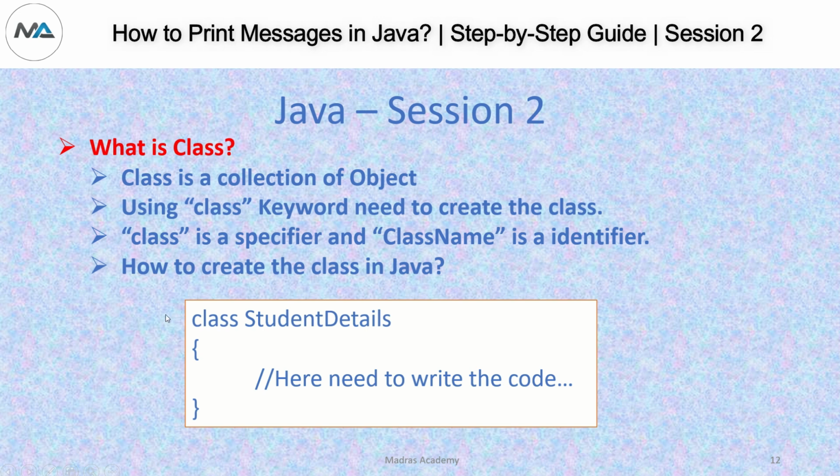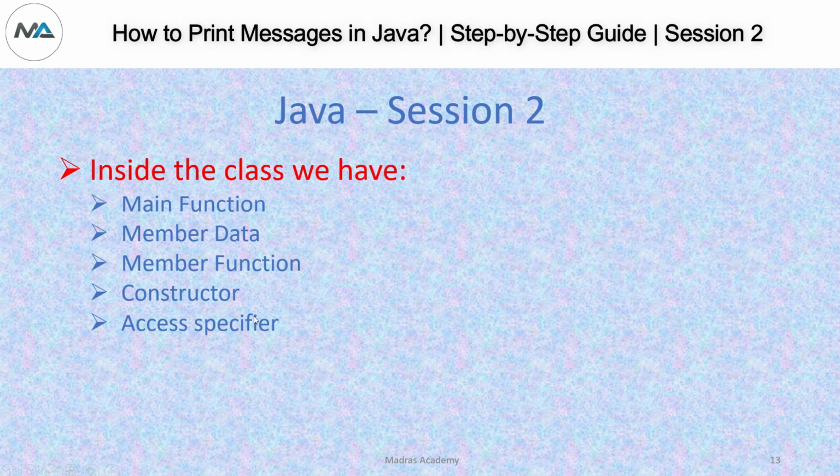Okay, so next, inside the class, what are we going to write? We can write a main function. Without the main function we are not supposed to write the code, we are not able to execute the code. That's why Java is a standalone application. We are calling it a standalone application. That means in all Java programs we have a main function. Without the main function the program will not execute.